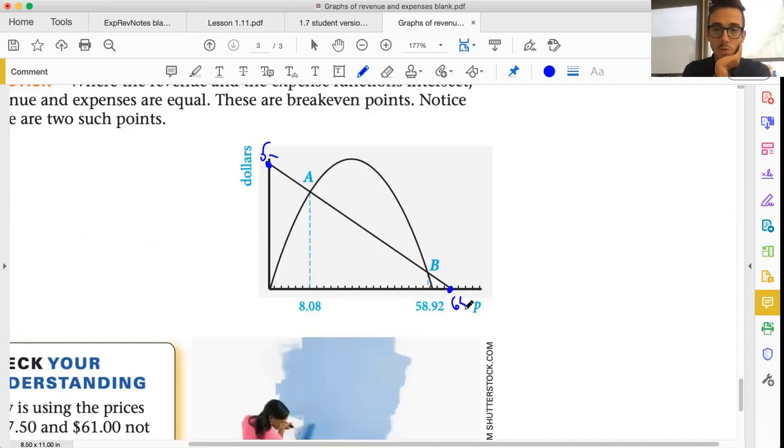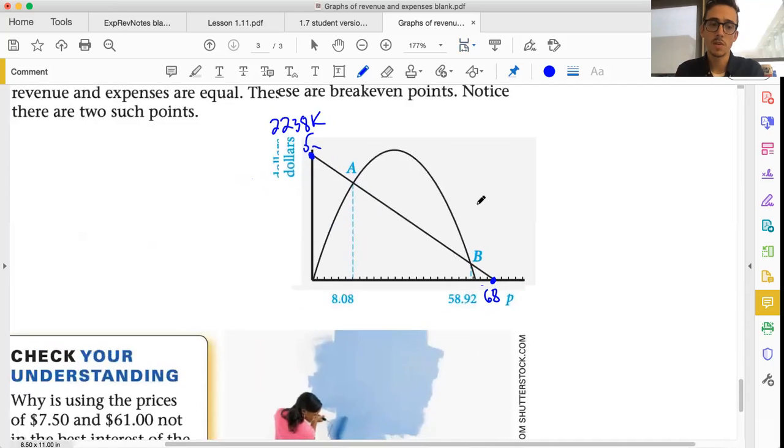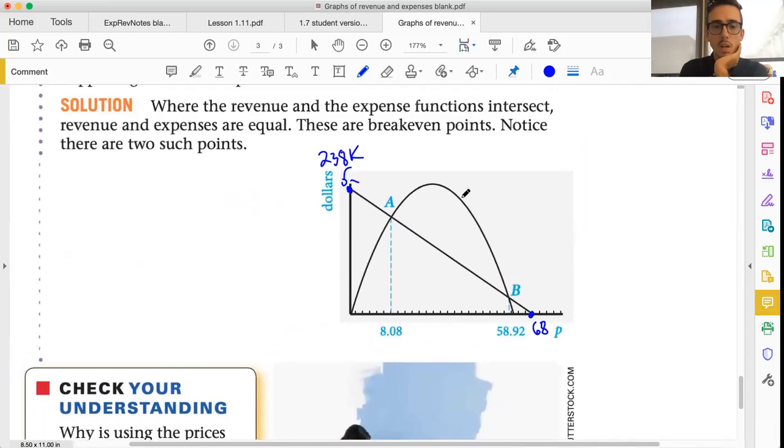So this was 68, which makes sense. It's a little bit past the 58.92. And this was 238K. And so what can we take a look at now? We have a little bit of information we can look at here. Well, the break-even points, this means that we're making just enough of the quantity to break even, where we don't lose money, we don't gain money, we just broke even. You know, we're not always aiming for that, but sometimes we do if we're trying to get rid of some old product that's not moving. So here we have 2 break-even points of this 8.08 and also 58.92 for the pricing.